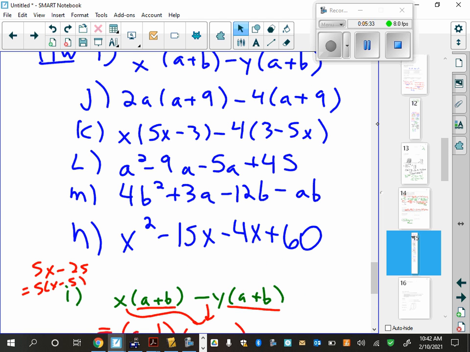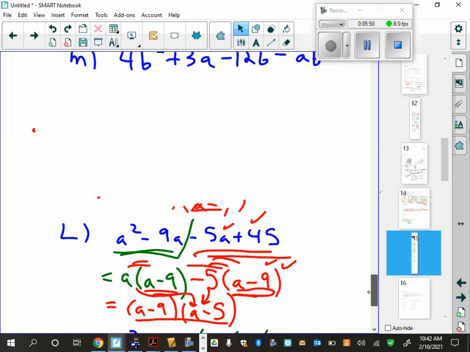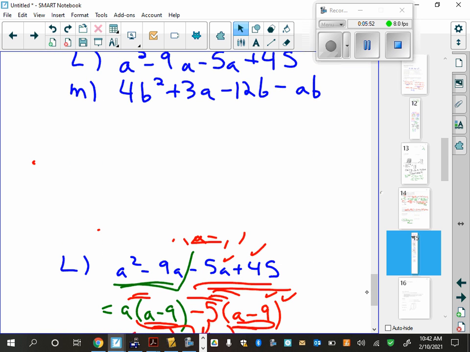Okay, so this is the new question. I think I'm just going to erase everything under it and do it there. If you get stuck on a grouping question, it's probably going to be a question like this. I just told you to take the GCF out of the first two terms, so what's the GCF of those two terms?